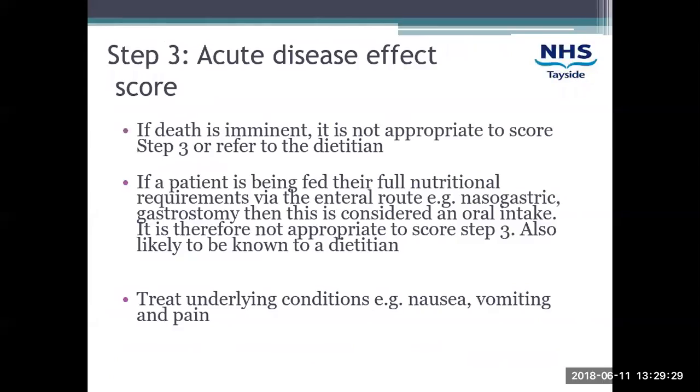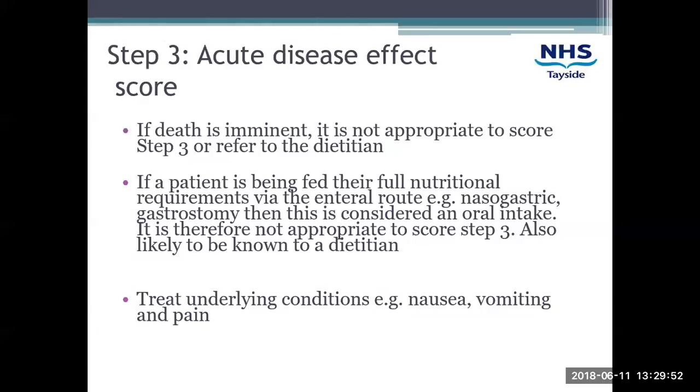Just following on with step 3, the acute disease effect score. If death is imminent, it's not appropriate to score step 3 or refer to the dietitian. There are also new palliative care guidelines uploaded onto our Tayside Nutrition website. So there are updated guidelines on palliative care.